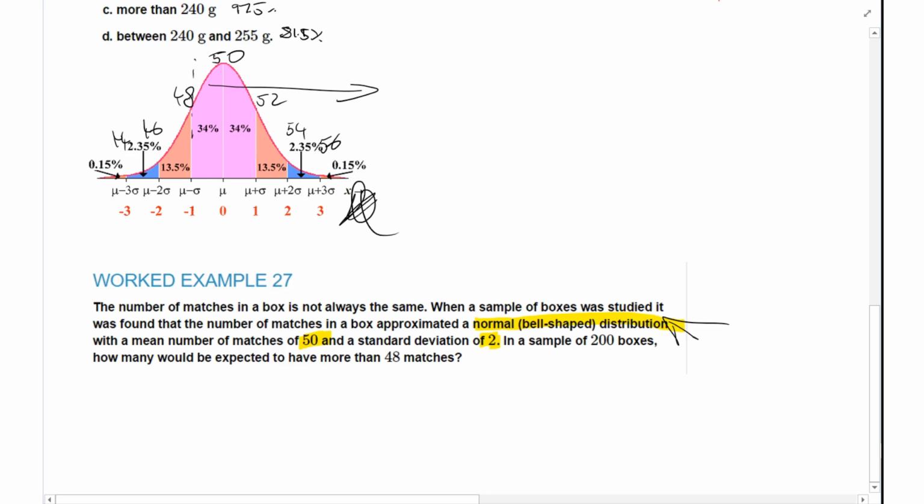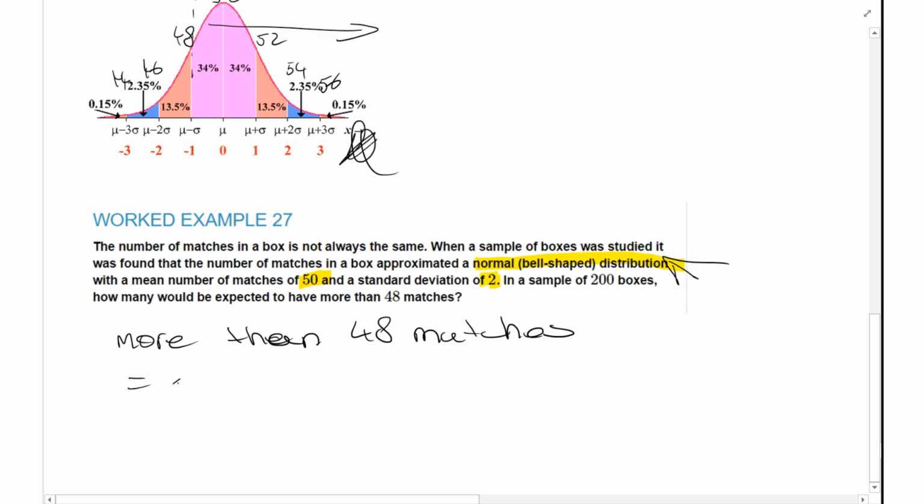And if you can calculate that, I'm going to get more than 48 matches, which is equal to 84%. So that's 68 plus these 13.5s plus 2.35 plus the 0.15. Or another way to do it is to say that's 50% and that's 34, so you get 84%.